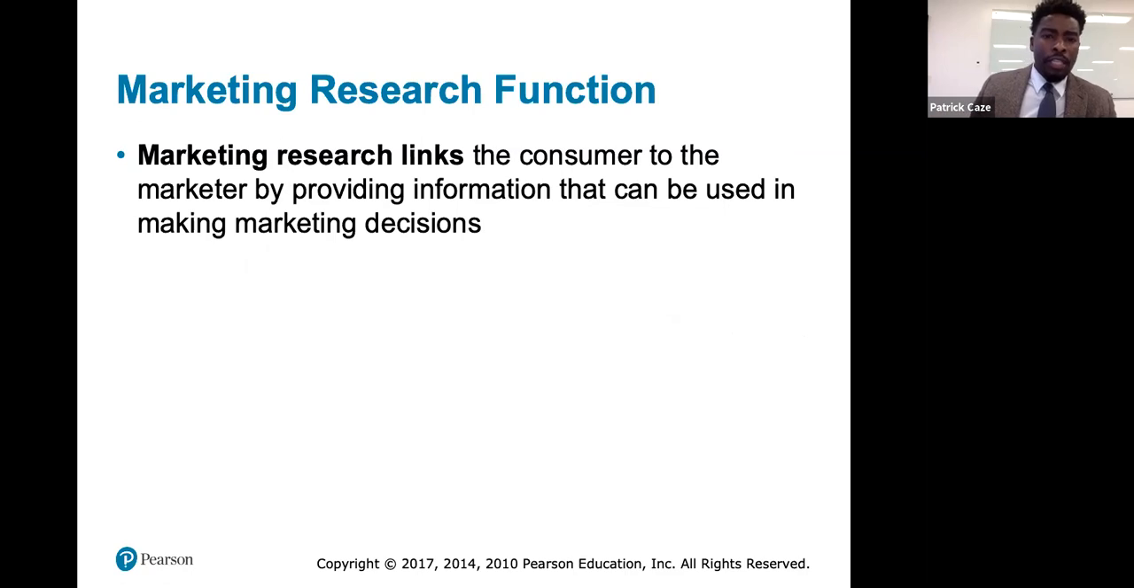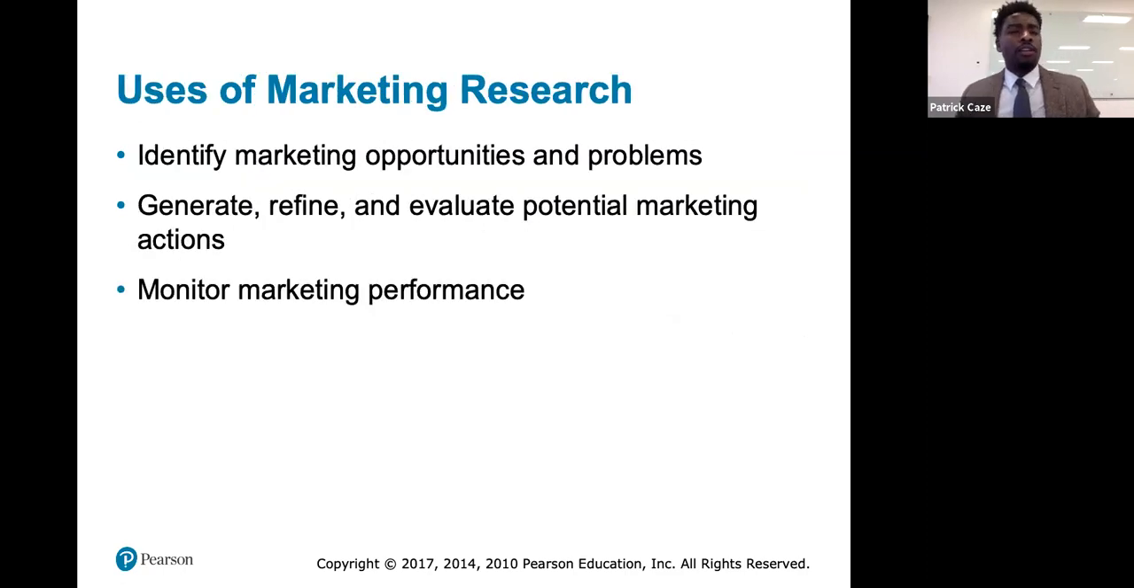All right, marketing research links provide information that can be used in making marketing decisions. Right? So some of the uses of marketing research, again, identifying opportunities and problems, okay? Generate, refine, and evaluate potential marketing actions, right? That's really at the core of marketing research. You're using all the information that you get once you collected your data and analyzed it to figure out, can I reasonably market this product and get it to the market and make a profit from it, right? That's really what it is, by adding value to it for the customer, right?